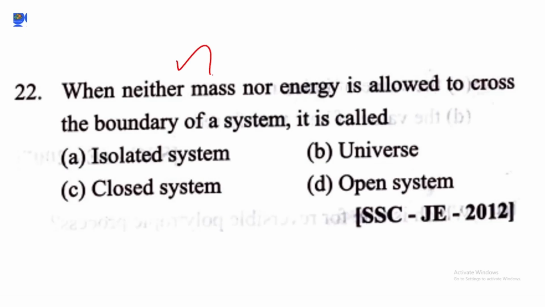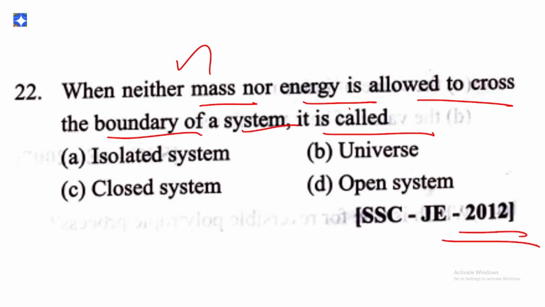So we'll move on to the next question. When neither mass nor energy is allowed to cross the boundary of the system, it is called. The question has been asked in the same year, 2012. Option A, isolated system. Option B, universe. Option C, closed system. Option D, open system.